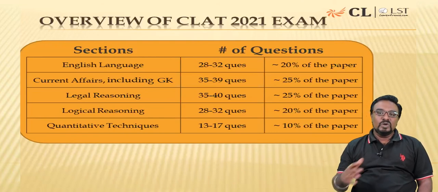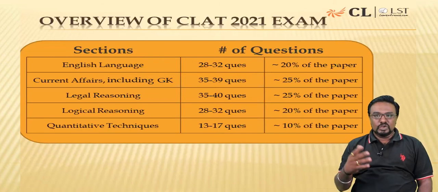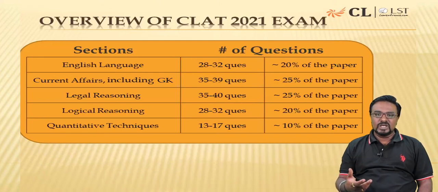If you look at the old pattern, when it was 200 questions, it was still the same. English had 20% weightage, GK or current affairs 25%, legal reasoning 25%, logical reasoning 20%, and quantitative techniques 10% of the overall paper. So that weightage did not change. However, the number of questions asked in the entire paper did change.